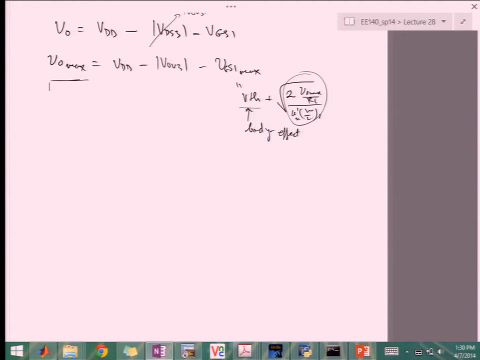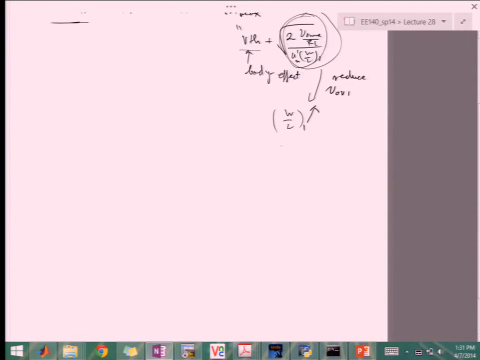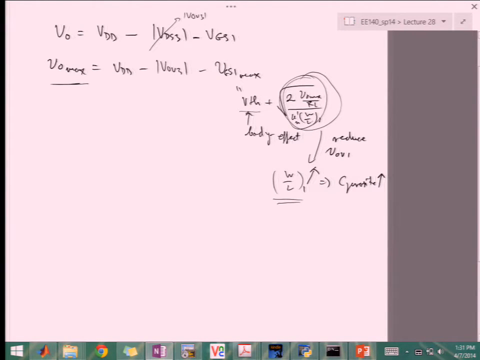Now, we can try to reduce this value by increasing W over L1. But what that does is essentially increase the parasitic capacitance. So if you go too big, even though this should be a very broadband emitter follower or source follower stage, you may end up with a dominant pole sitting right at your output, just because now W over L1 is really, really big and dominating everything else. Okay.